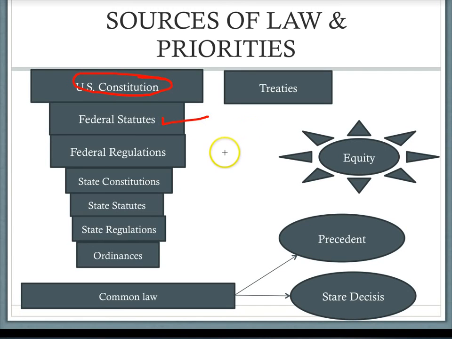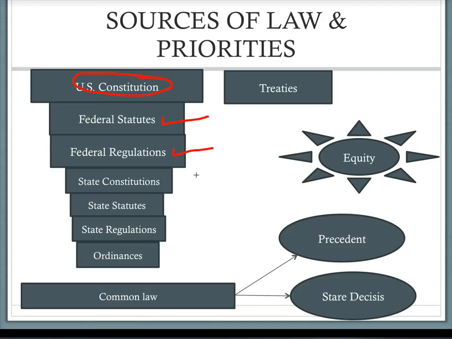Next, in order of priority, are federal statutes. Federal statutes are adopted based on the constitutional grant of certain enumerated powers to the federal government. Now, the federal government does have a broad category of powers, but in general, the federal government has those enumerated powers that are listed in the Constitution, and federal statutes that are adopted under that power have nearly the highest priority.